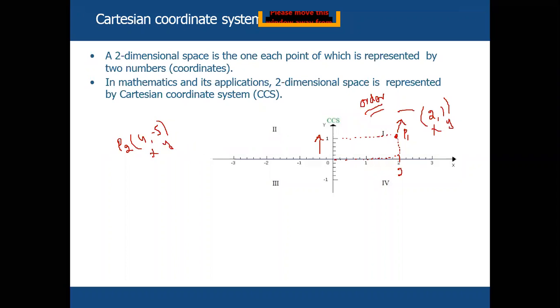So where is this point located, (4, -5)? x is 4. On the axis we have 1, 2, 3, and let's suppose 4 here. Where is -5? You know that it is in this quadrant. We have -1, -2, -3, -4, and let's suppose -5. So you need to join these points. Draw one line from here and a second line from 4. The intersection point is actually (4, -5).